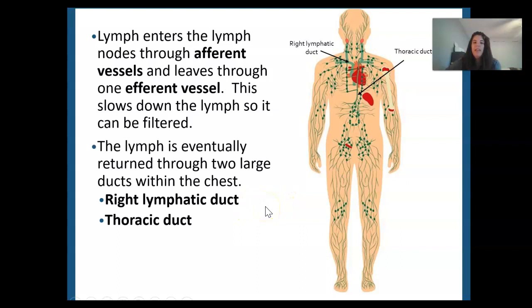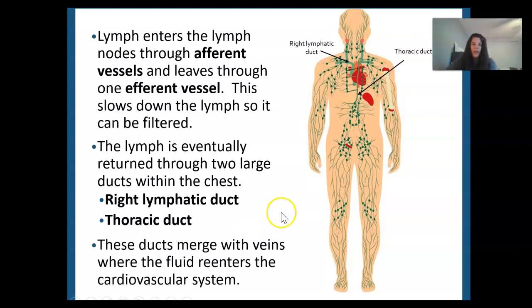And then eventually the lymph is going to return through two large ducts in the chest called the right lymphatic duct and the thoracic duct. And these ducts are going to merge with veins where the fluid will then re-enter the cardiovascular system. So your lymph is going to be very connected to our cardiovascular system, because eventually all of the lymph that's made is going to drop into the cardiovascular system.